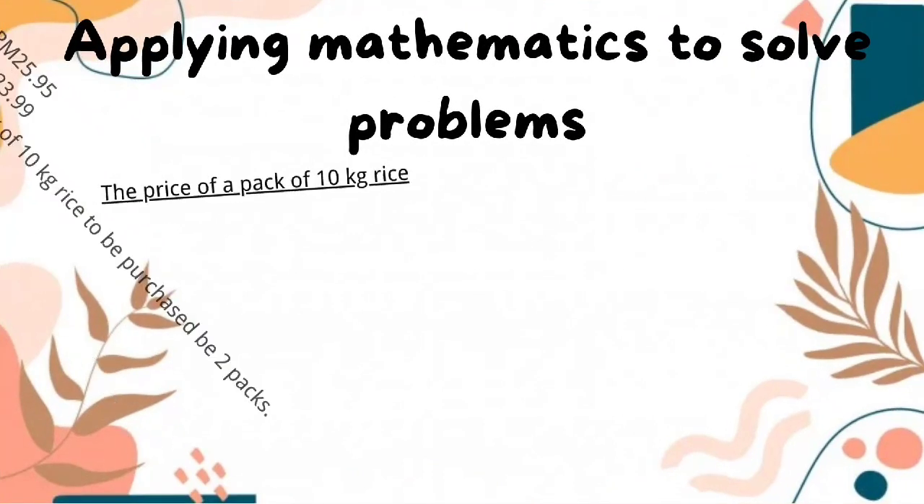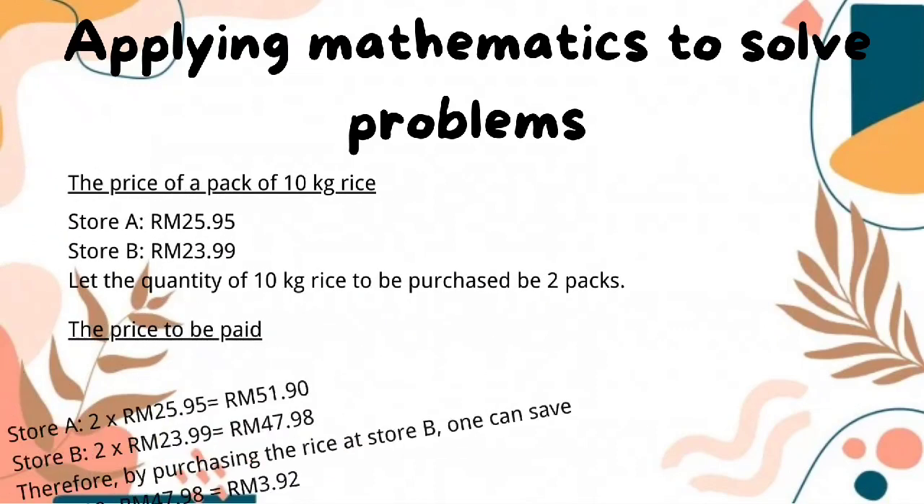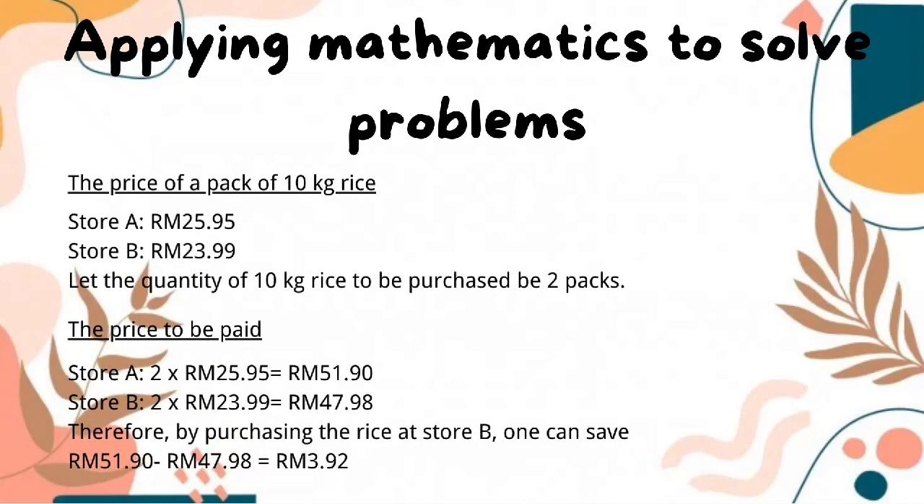The price of a pack of 10 kg rice. Store A, 25 ringgit 95 cents is P1. Store B, 23 ringgit 99 cents is P2. Let the quantity of 10 kg rice to be purchased be 2 packs, which is N.